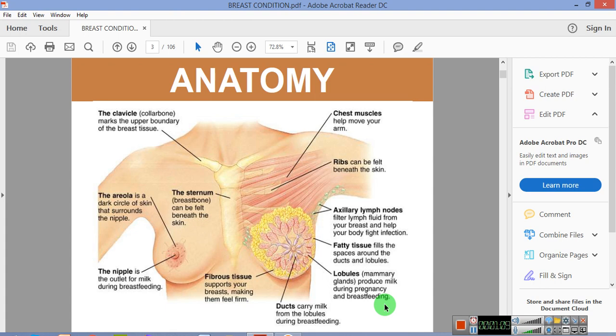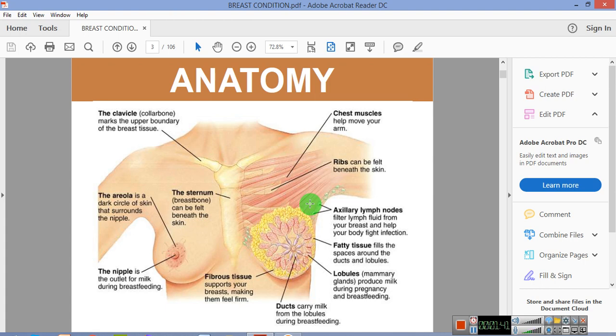These paired mammary glands are located between the second and sixth ribs over the pectoralis major muscles, from the sternum to the mid-axillary line, and extend into the axillary area. This part of the breast tissue is called the tail of Spence. Cooper's ligaments, which are fascial bands, support the breast on the chest wall.